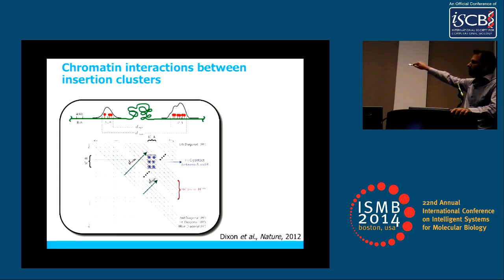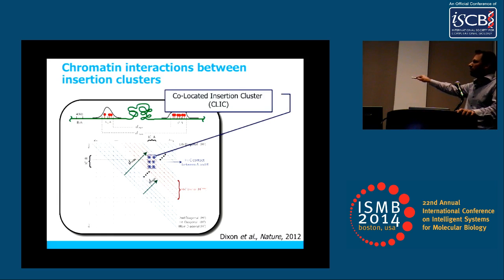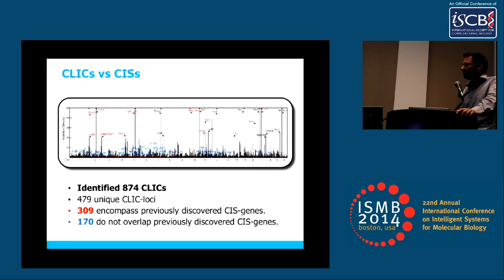And that corresponds to these red diagonals over here, right? And we did a Wilcoxon rank sum test to see if that is significant. And if it's significant, we call that a co-located insertion cluster, or a clique. All right, so what does that give us? If we do that, we identify 874 of these cliques that encompass 479 unique loci throughout the genome.